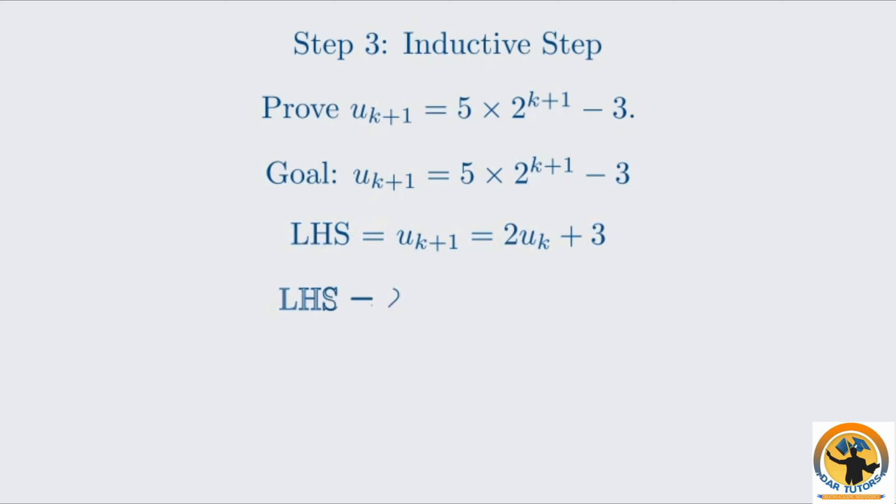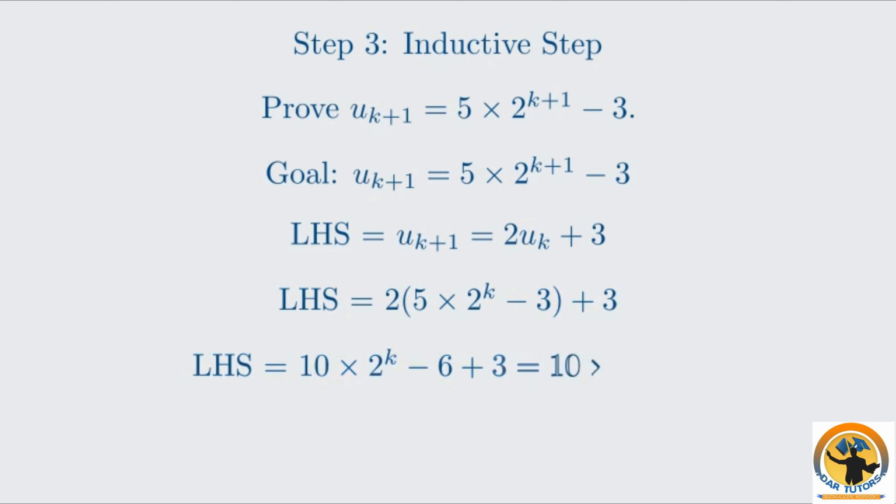We substitute our assumed formula for u sub k into the recurrence relation. This gives us 2 times the quantity 5 times 2 to the k, minus 3, plus 3. Expanding the brackets, we get 10 times 2 to the k, minus 6, plus 3. This simplifies to 10 times 2 to the k, minus 3.